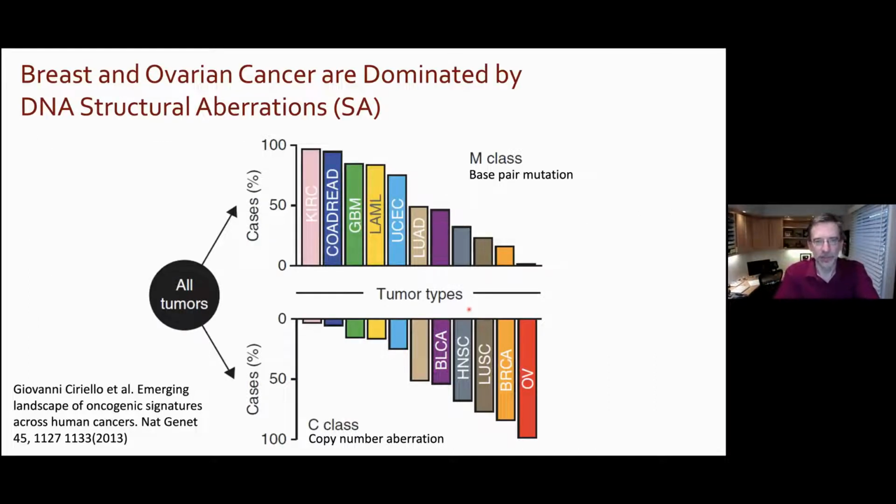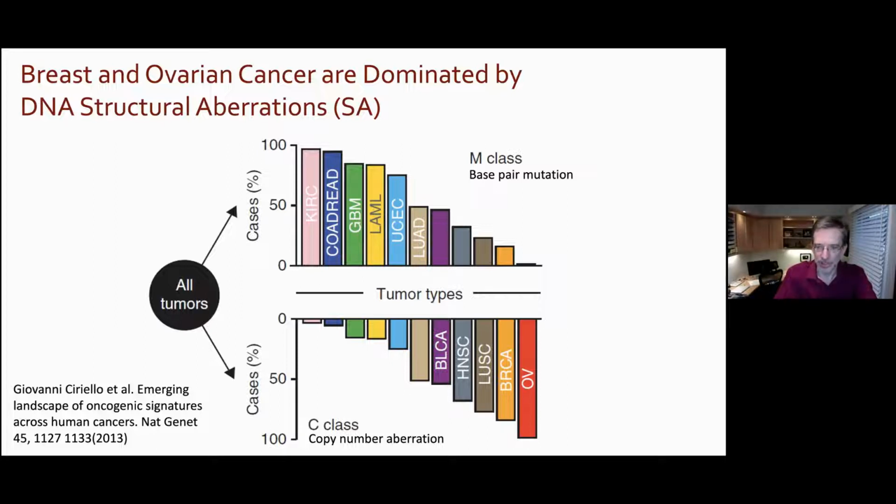So my lab is interested in understanding the genomics of breast cancer, and through the Cancer Genome Atlas, we know quite a lot now about the genomics of breast cancer and other cancers. This is from Nature Genetics 2013, where the TCGA group separated cancers into whether they are the M class, i.e. they are dominated by base pair mutations, or they're the C class, they're dominated by copy number aberrations. And as you can see here, in the M class, you have kidney cancer, colorectal cancer, glioblastoma, lung. But my interest is in breast cancer.